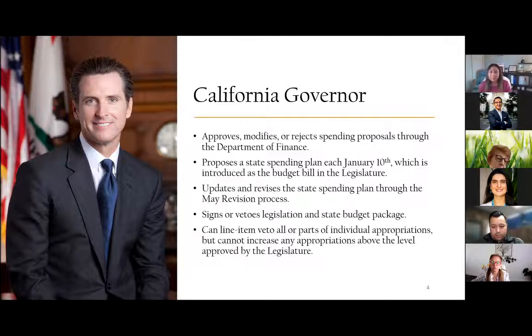The governor then updates and revises any spending plan that was proposed in January by May. By May 14th, around that time frame, the administration, after reviewing receipts from the April tax that comes in from us paying our taxes in April, they reassess, did we get more money or did we get less money? And then updates the state budget based on those estimates and makes determinations. Do we beef up proposals that the administration had laid out, or do they rescind proposals or modify the proposals? A governor is responsible for signing or vetoing legislation as well as the state budget package.